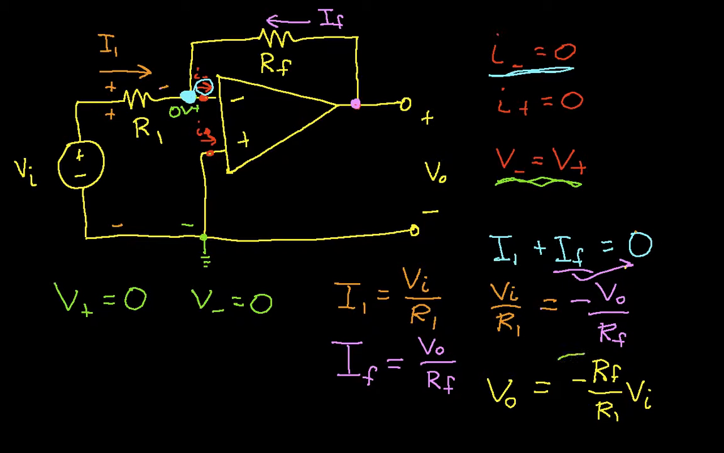This term, negative RF over R1, is called the gain of the circuit. The idea is it tells us how much V in is increased to get V out. And in this case, the fact that the gain is negative means that V out will have an opposite sign to V in, and it'll be multiplied by RF over R1. So this is how you do the analysis.